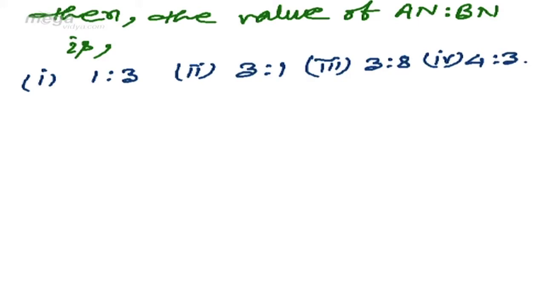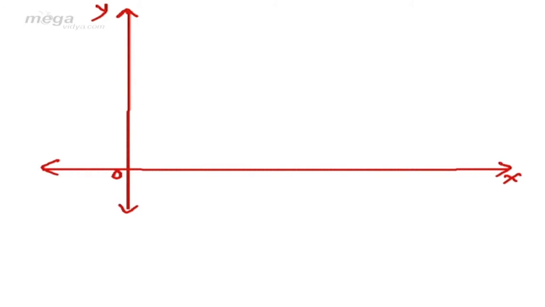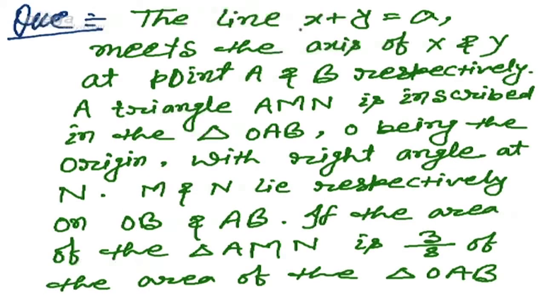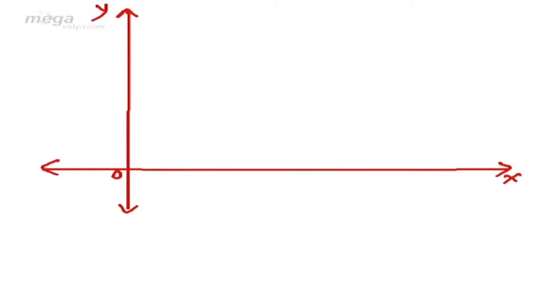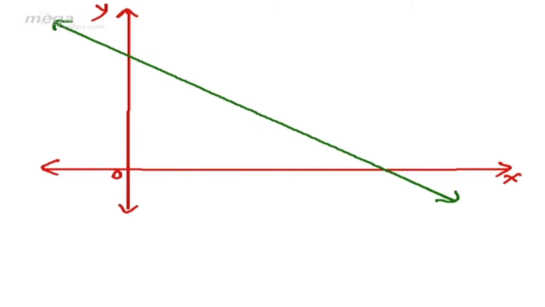Now student, to get the value of AN is to BN, first of all we will draw the figure. According to the question, the line x plus y is equal to a meets the x-axis and y-axis at the points A and B respectively. So the slope of the line is, because the equation is x plus y is equal to a, it is -1, and hence we will draw the line in this way. This is the line which meets at the point A on the x-axis and at point B on the y-axis. Because this is x plus y is equal to a, the coordinate of the point A is (a, 0), and the coordinate of the point B is (0, a).